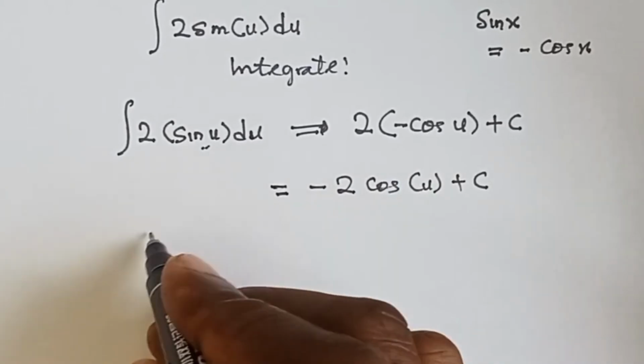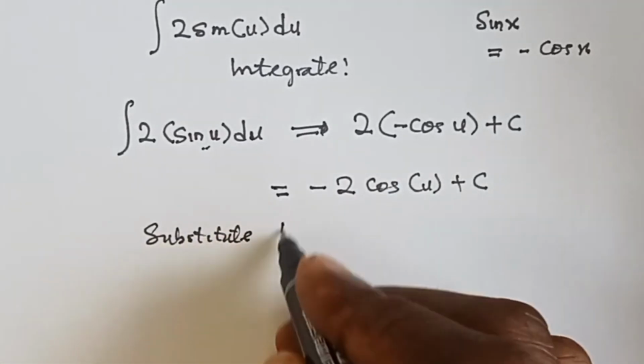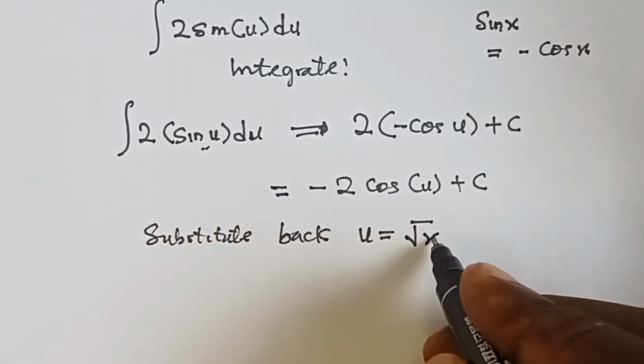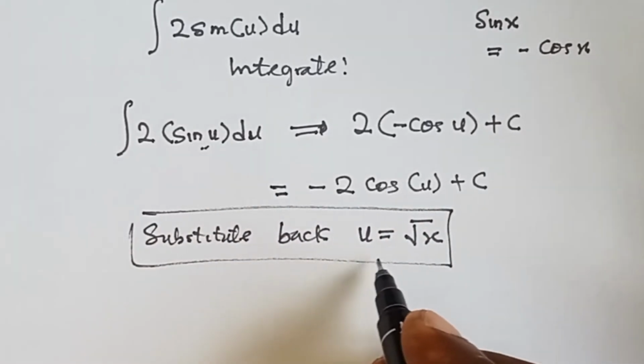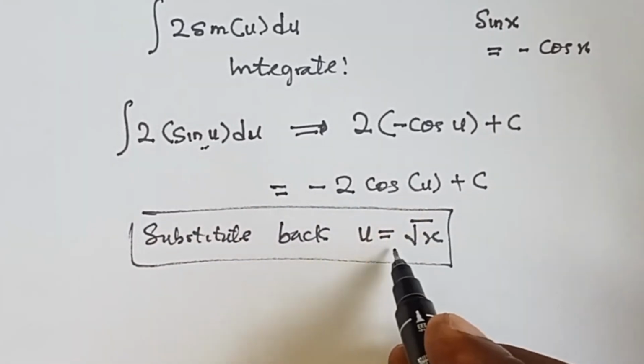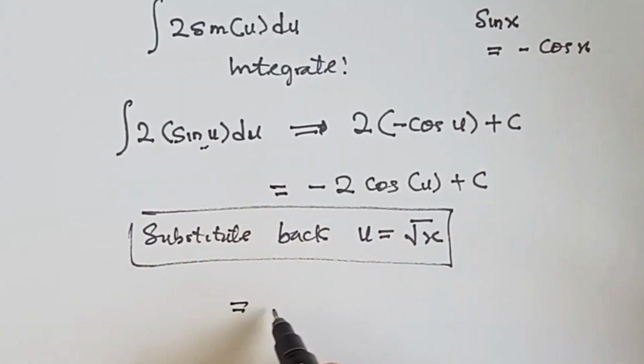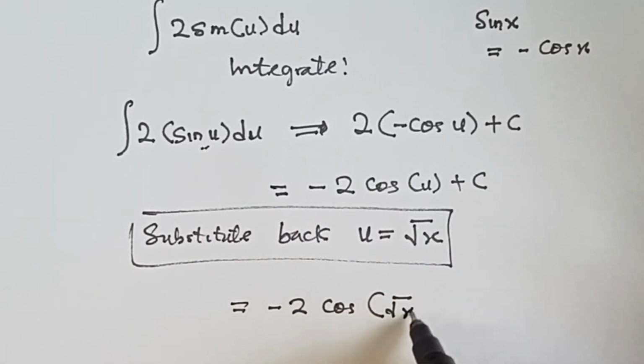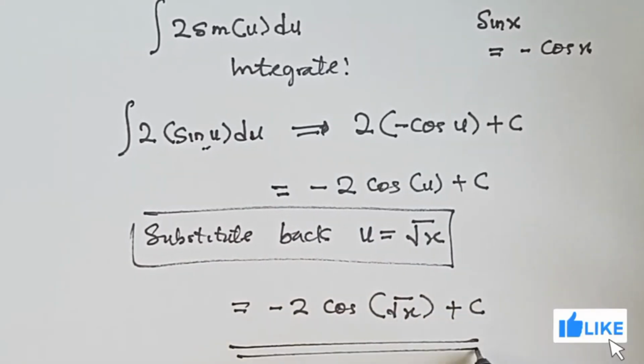And then remember that we have to substitute back our u to be what? To be root x. Remember that our u is equal to root x from the beginning. So we have to substitute back u to be root x. So from here, we have minus 2 cos of root x plus c. Right, so this is our final answer.